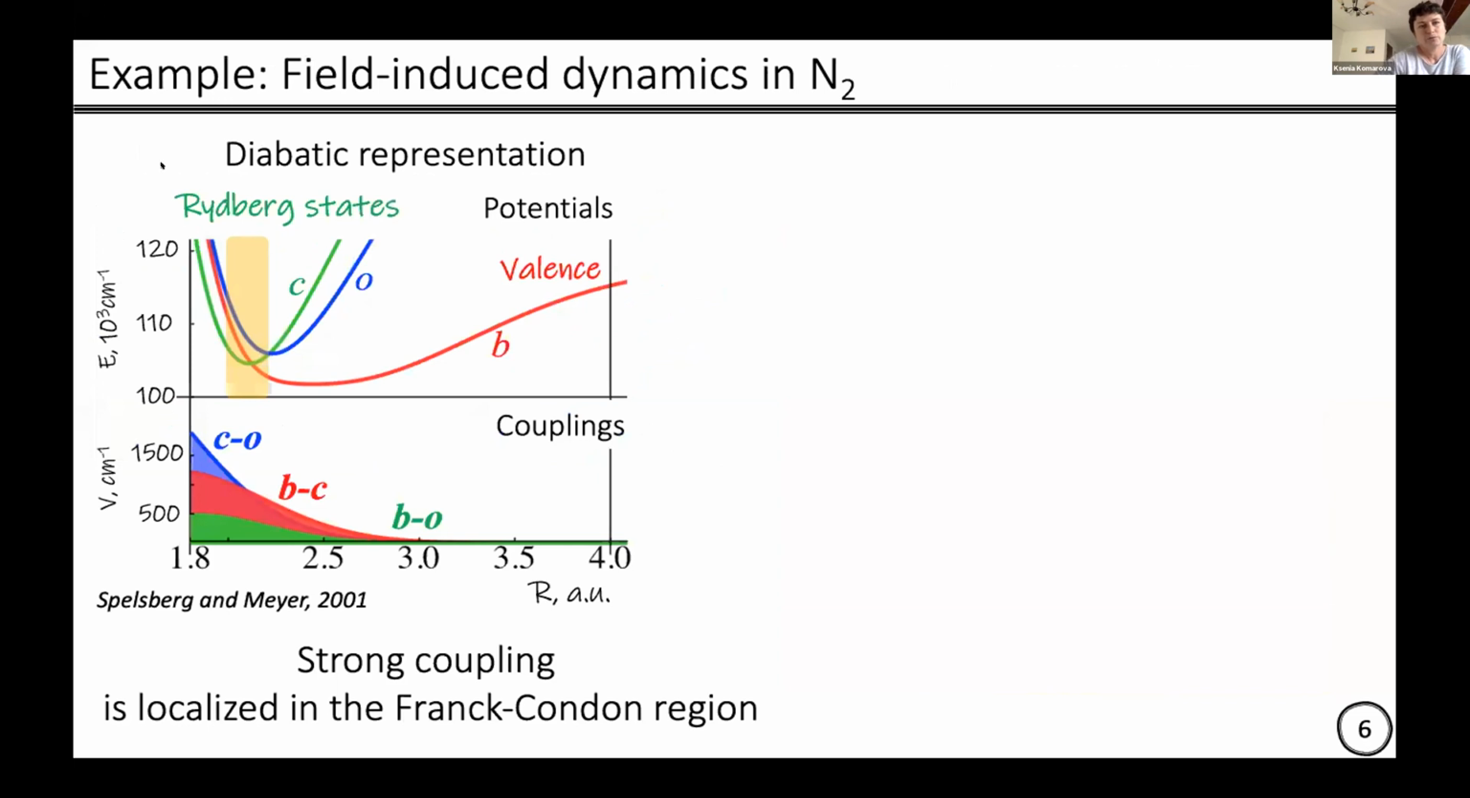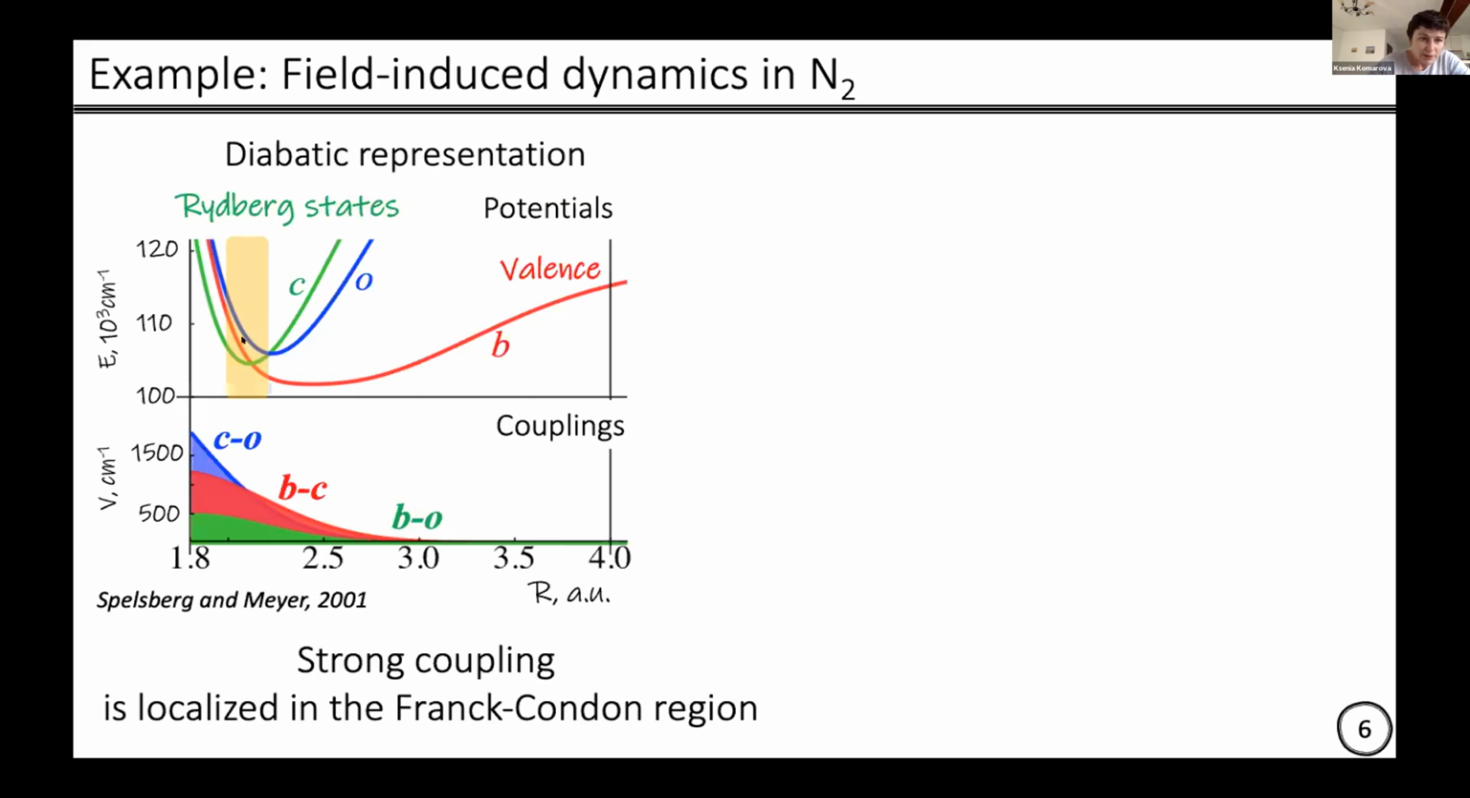So I will start from the example of the bound states of N2, in the diabatic representation. It is a very well-studied molecule, spectroscopically and from the quantum chemistry point of view. There is a very nice paper of Spelsberg and Meyer with diabatic potentials and couplings, which reproduced nicely the absorption spectra. And it is so important to reproduce, because in the absorption one can see the perturbation of lines due to non-adiabatic interaction between the states.